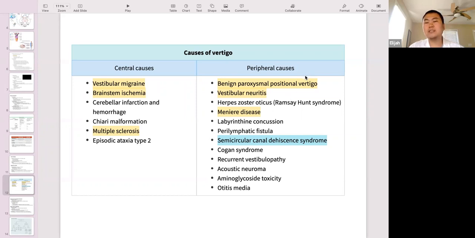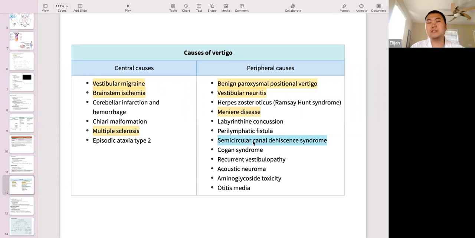And the peripheral causes, there are many peripheral causes: BPPV, vestibular neuritis, herpes zoster oticus. You need to bear in mind this virus, whether you see herpes zoster in the ear of the patients, and Meniere's disease, labyrinth concussion, lymphatic fistula. So if there is a fistula, the endolymph and the perilymph, the high potassium and high sodium, the lymph would mix together and would cause vertigo.